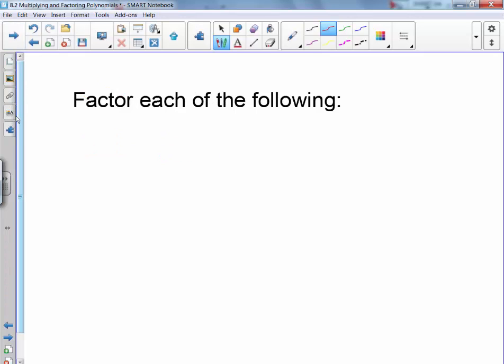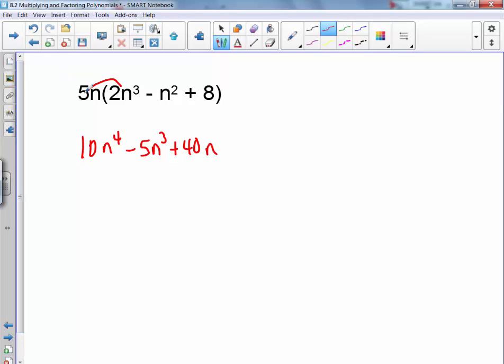Alright, now we're going to factor. Factor is the opposite of multiplication. Okay, when we're multiplying, we've got the number on the outside and we multiply it times each of the numbers on the inside. When we factor, we've got the final product, and what we're going to do is find what each one of these has in common. And in this case, it would be the 5n. And then we'll draw it on the outside and divide everything on the inside by that.